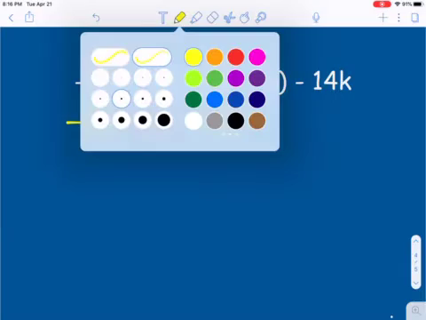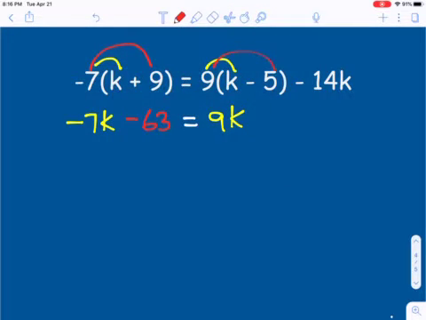Let's switch to red for our next one. 9 times negative 5 is negative 45, positive times negative. And then let's switch back over and just write this 14k down. And I did this because there's a lot of wild things people do when they do problems like this, and I get very confused by it.